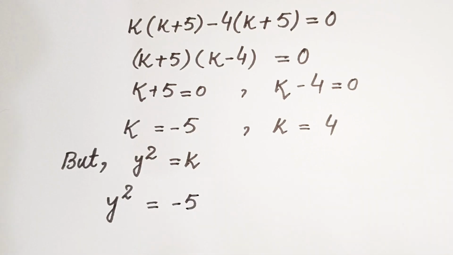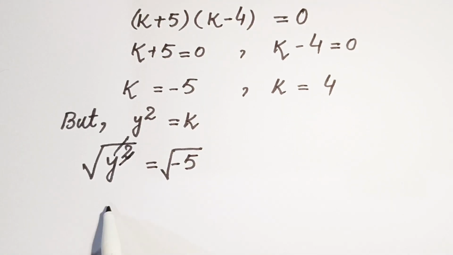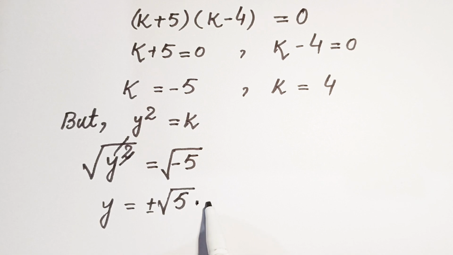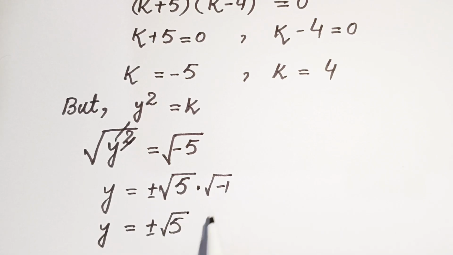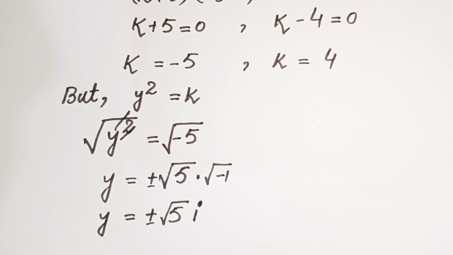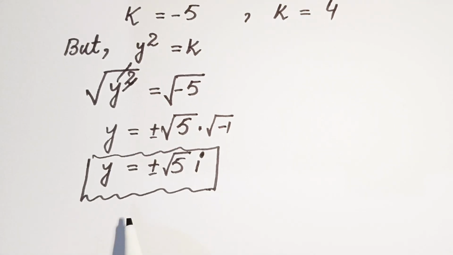Taking the square root on both sides, cancelling square with square root, we get y is equal to plus minus square root of minus 5, which can also be written as square root of 5 times square root of minus 1. So y is equal to plus minus square root of 5, and we know that square root of minus 1 is equal to iota, which is i. So we get y is equal to plus minus square root of 5 i. But there is no real solution; it is a complex solution.